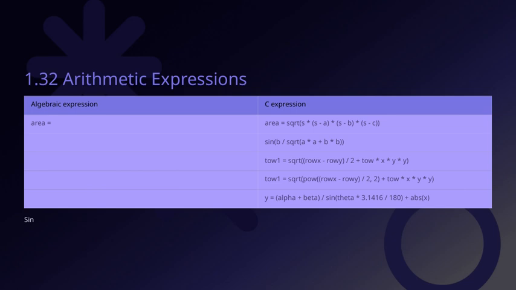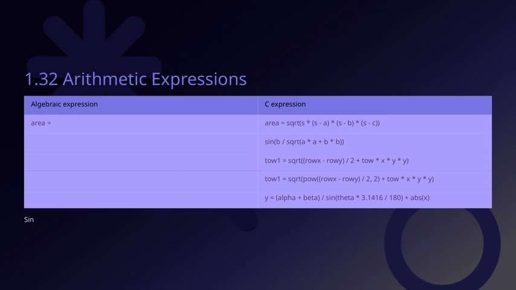Next, there's an expression involving the sine function. The algebraic version is sin B over the square root of A plus B, which calculates the sine of a ratio involving side lengths. Moving on, there's a slightly more complex expression for TO1. In algebra, it's written as TO1 equals the square root of Rox ρe divided by 2 plus TO y times y. Notice that in C, we need to be precise with the order of operations, so it's written as TO1 = sqrt(pow(Rox ρe / 2) + TO y * y).